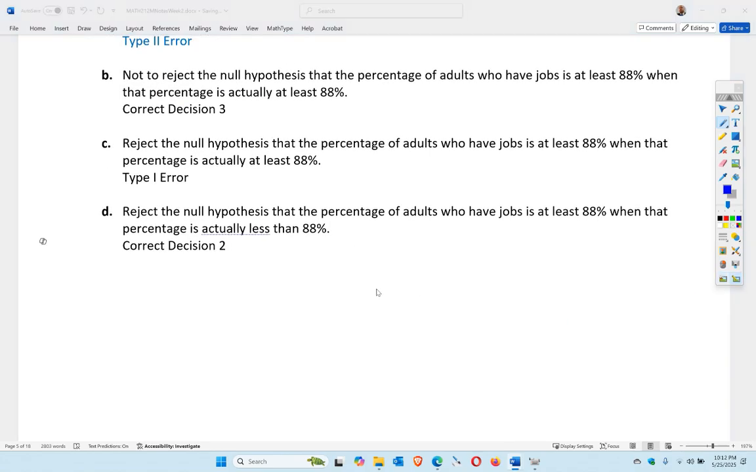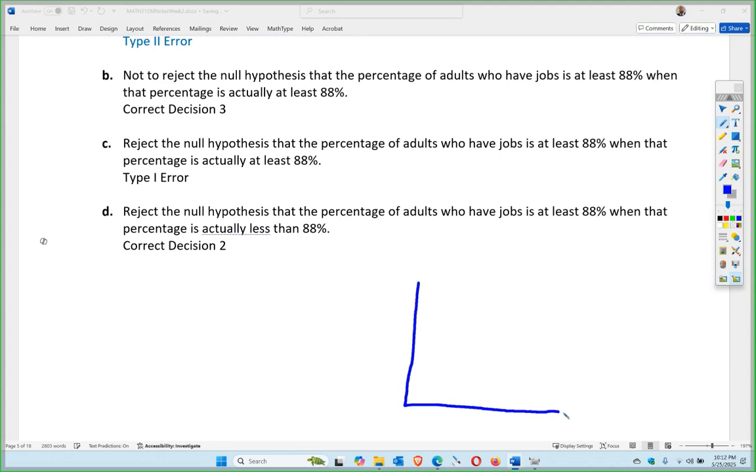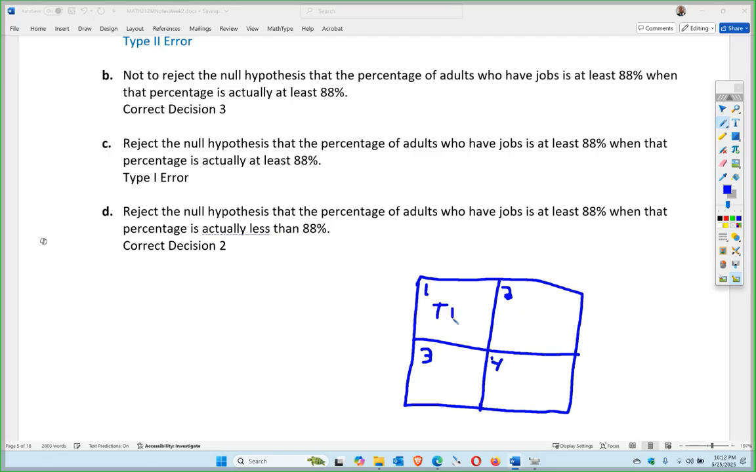Okay, so let's draw the picture here. Draw a little box, right? So we have decision 1, which is bad. Decision 2 is good. Decision 3 is good. Decision 4 is bad, right? So that's a type 1 error. Type 2 error. This is correct. This is the correct decision, right? So null hypothesis is true. Null hypothesis is false, right?